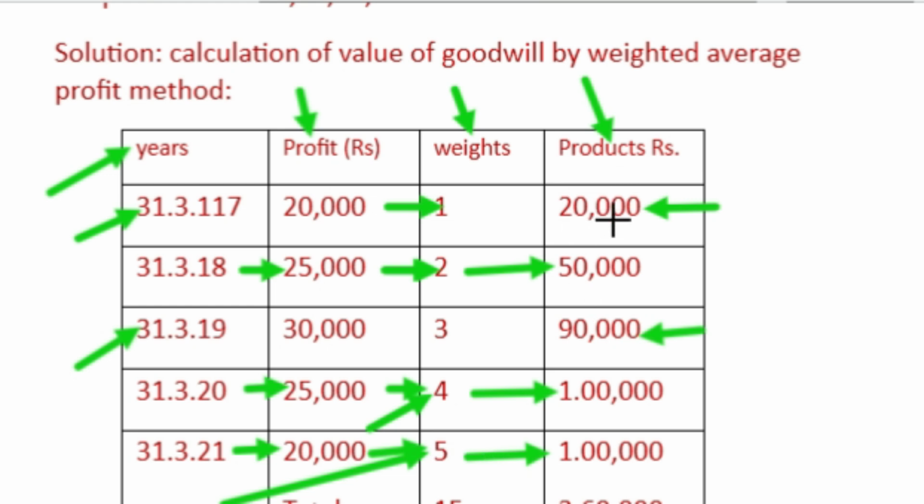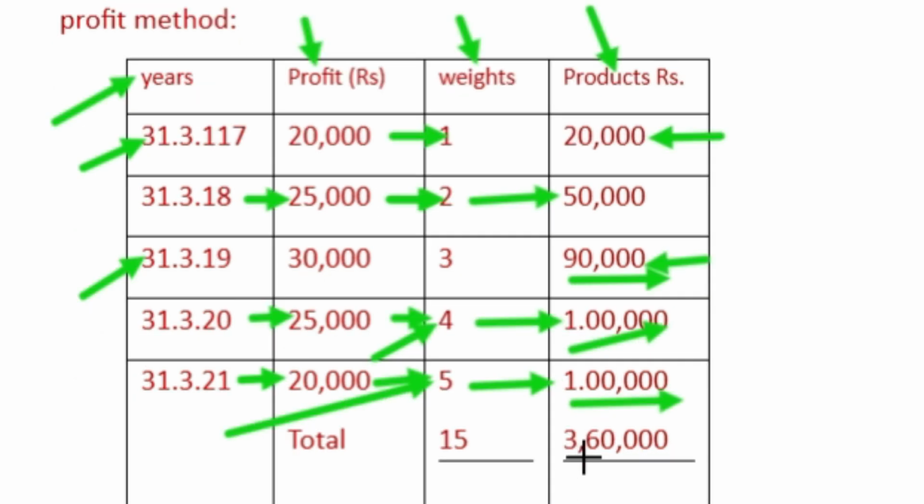Now the sum total of this product: 20,000 plus 50,000 plus 90,000 plus 1 lakh plus 1 lakh. So the total is 3,60,000, and this 3,60,000 shall be divided by 15. This is the total weights, obtained here as 1 plus 2 is 3, plus 3 is 6, plus 4 is 10, plus 5 is 15. This is the total weights, 15, and 3,60,000 divided by 15 gives the weighted average profit.